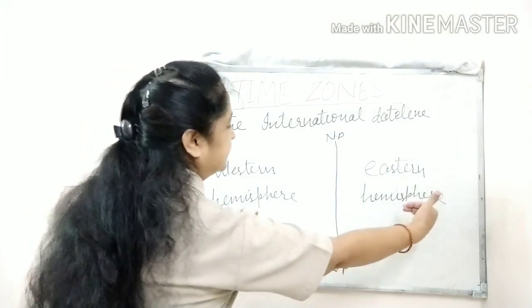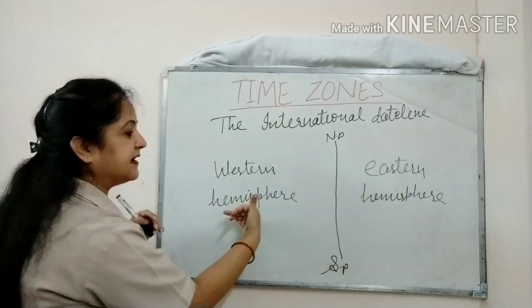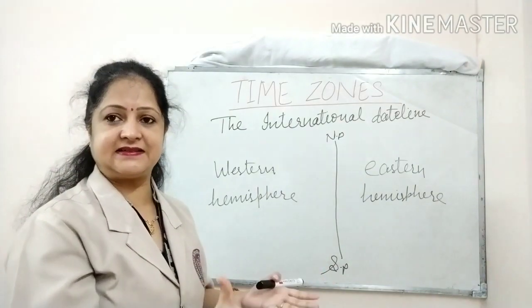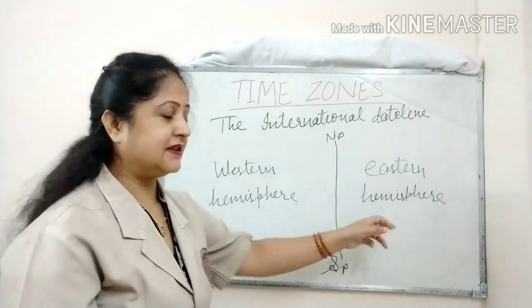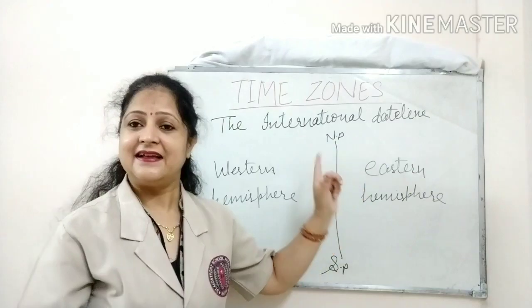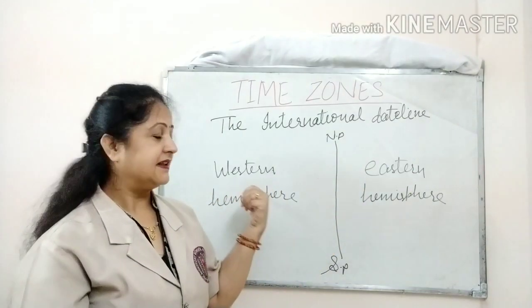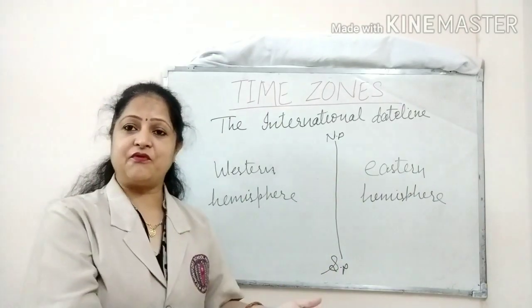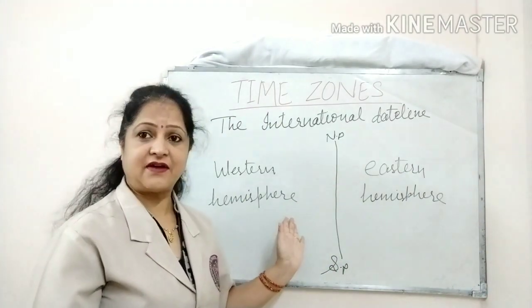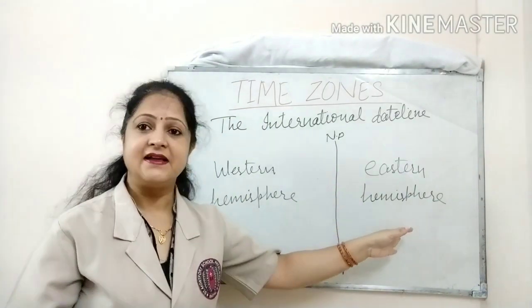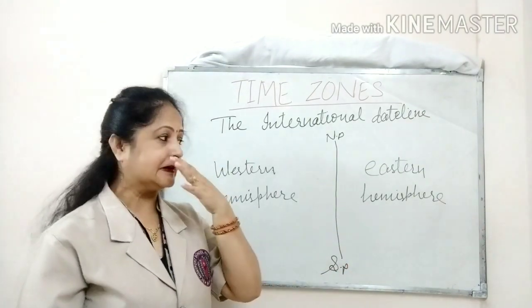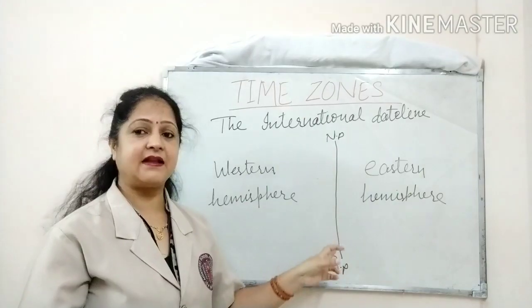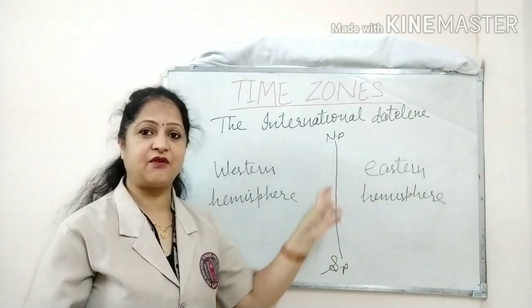Okay, the day goes forward and the date increases. So this is the reason that in the Western countries they have their New Year in advance of the Eastern countries. So this is our international date line, and the day and the date change from here.